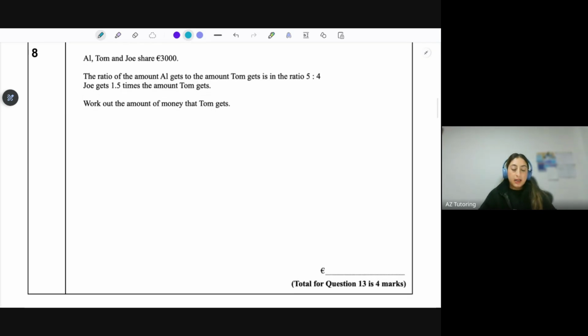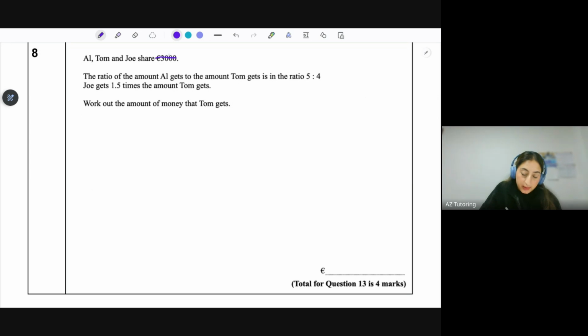So Al, Tom, and Joe share €3,000. The ratio of the amount Al gets to the amount Tom gets is 5:4. Joe gets 1.5 times the amount Tom gets. Work out the amount of money that Tom gets. Let me just highlight what the question is saying so we can understand.